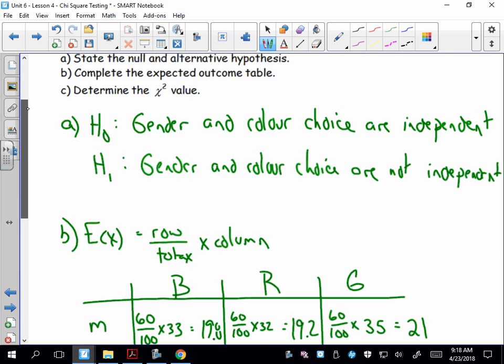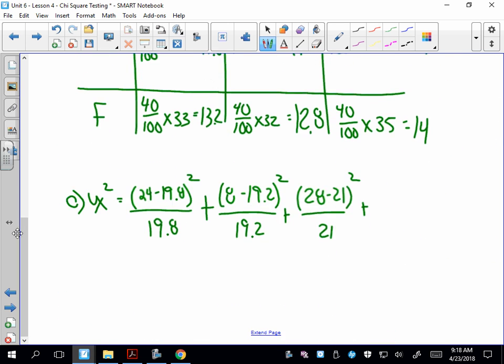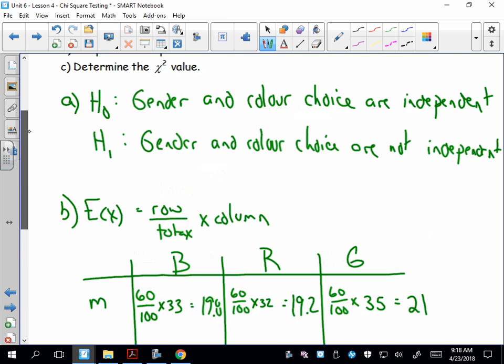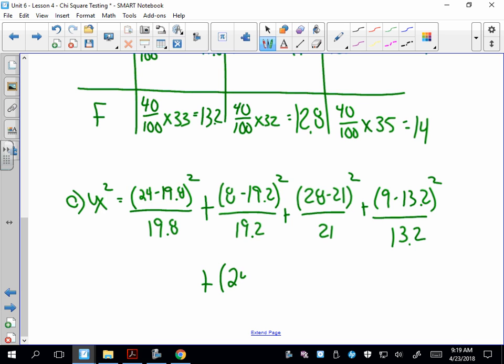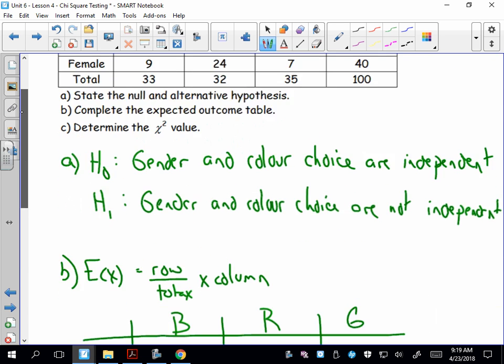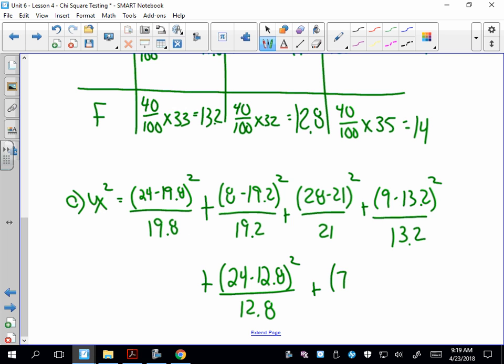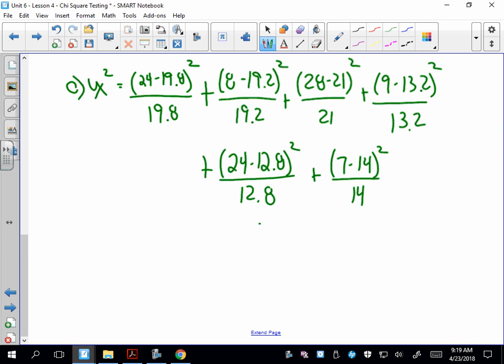And we do the female ones. Female in red, 9 and 13.2. Then for the next row, we saw 24 and expect 12.8. And the last one, we saw 7, but we expected 14. And there's our expected values. Now, we've got to take our calculator out, subtract them, square them, divide them, add them.